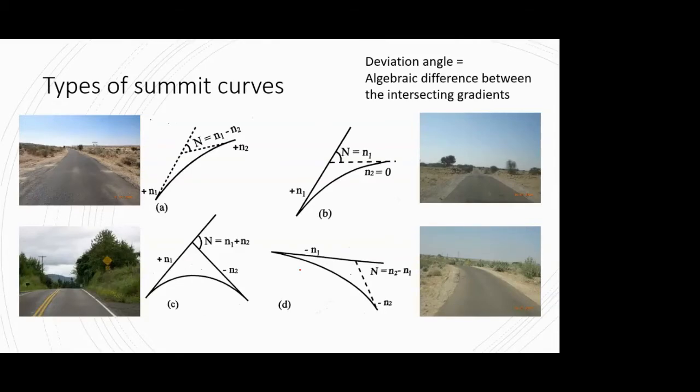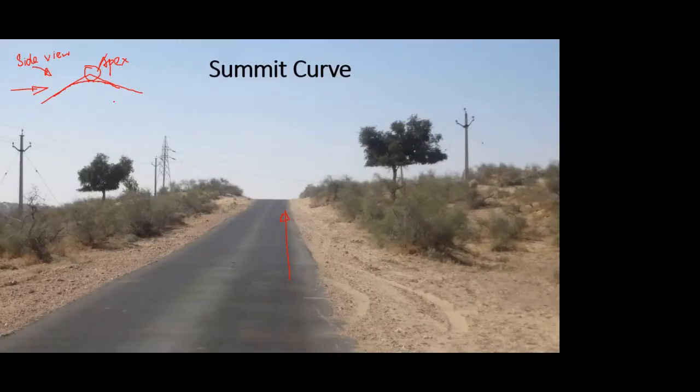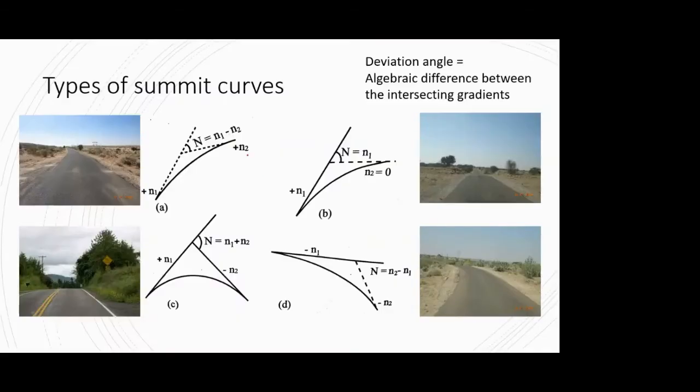Okay, so as I told you over here, a summit curve is generally formed when you have an up gradient followed by a down gradient. But you don't always have this case. Sometimes you have other cases also, so that will give rise to different types of summit curves.